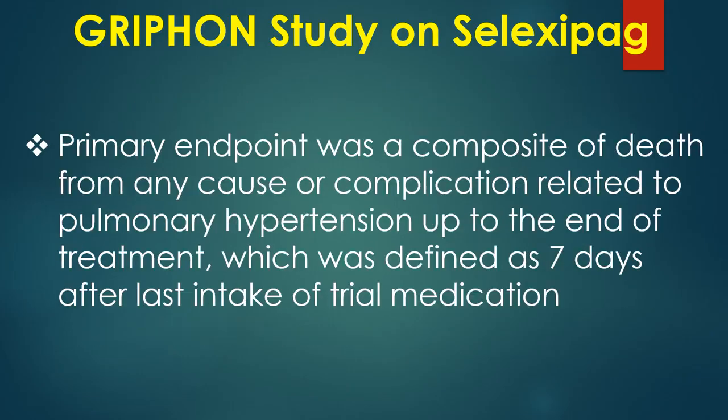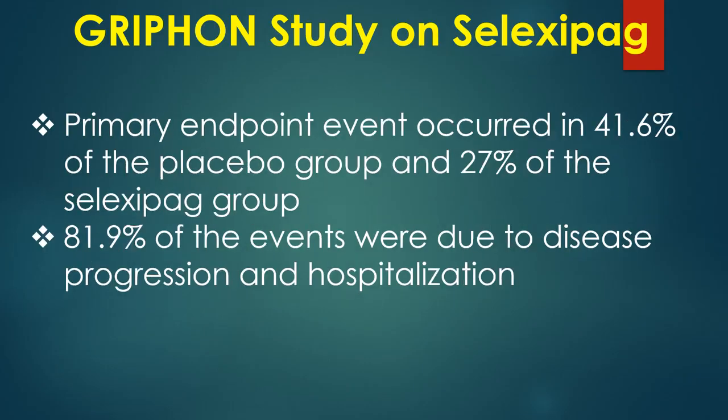The primary endpoint was a composite of death from any cause or complication related to pulmonary hypertension up to the end of the treatment, which was defined as 7 days after the last intake of trial medication. The primary endpoint event occurred in 41.6% of the placebo group and 27% of the selexipag group. 81.9% of the events were due to disease progression and hospitalization.